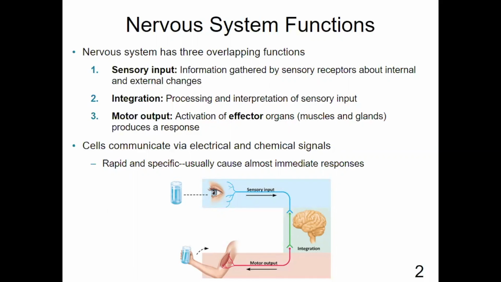Communication within the nervous system is very quick. Cells within the nervous system utilize electrical and chemical signals, and these are very quick.